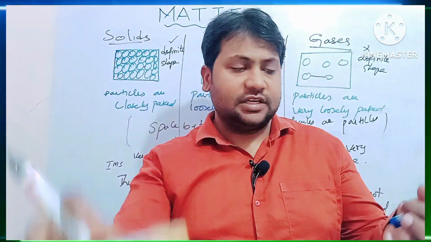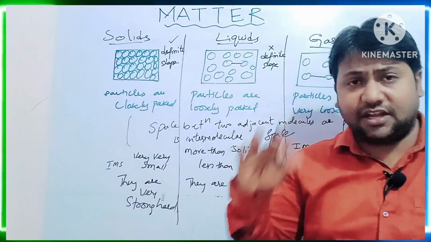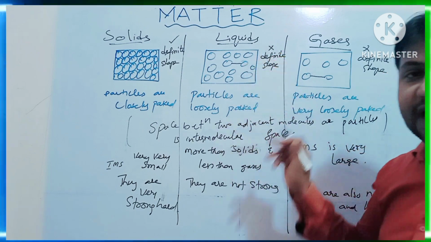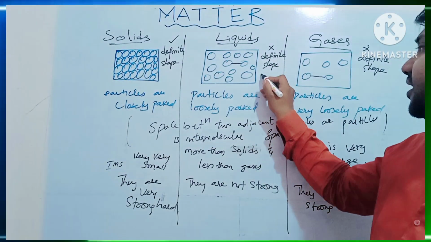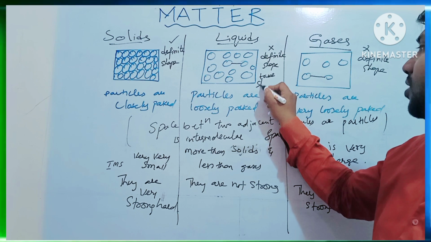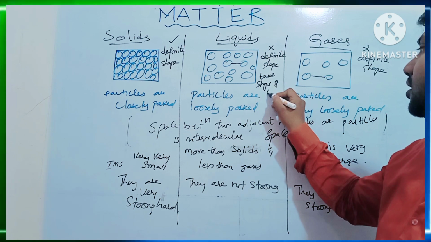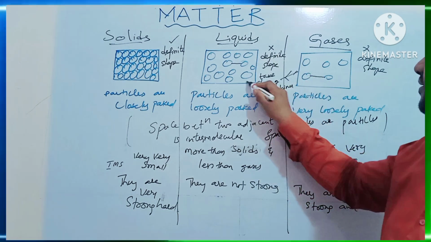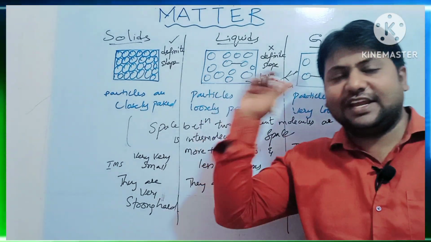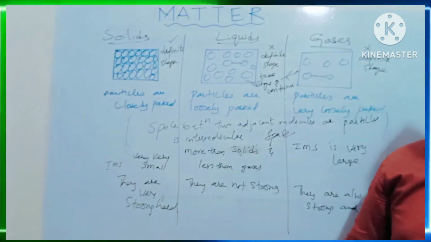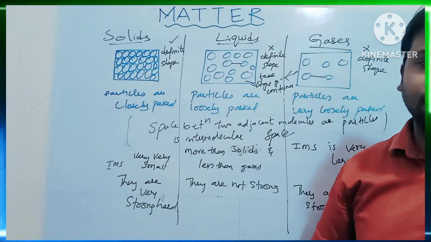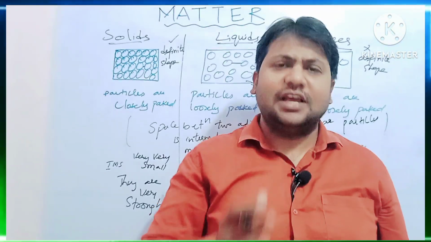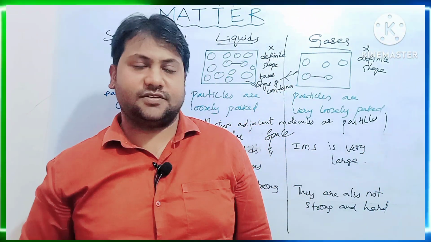See this box, this cap and this pen, they have definite shapes. But liquids and gases do not have a definite shape and they take the shape of the container. Hope you understood the three differences between solids, liquids and gases.